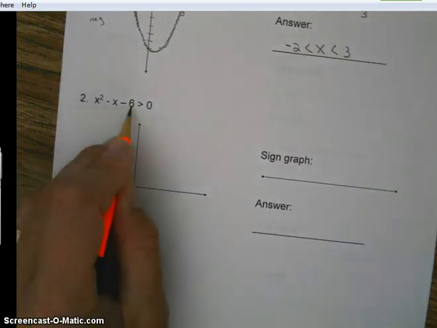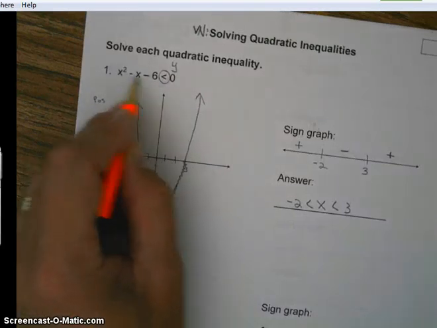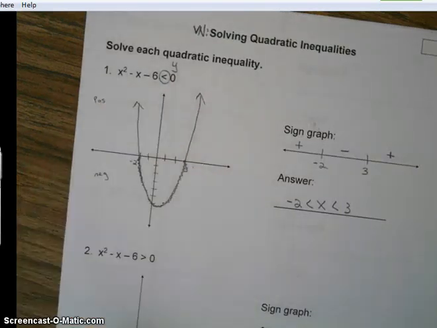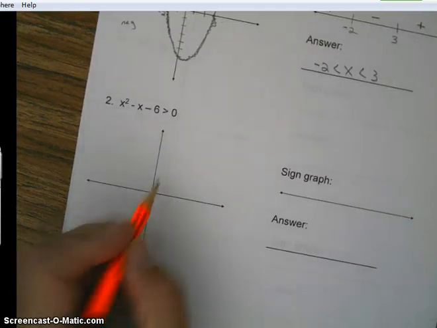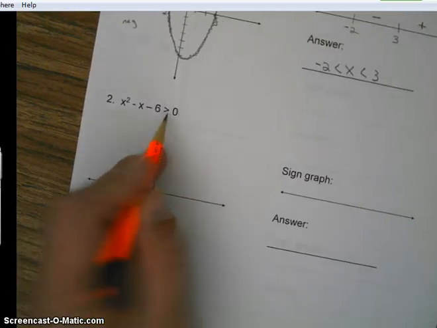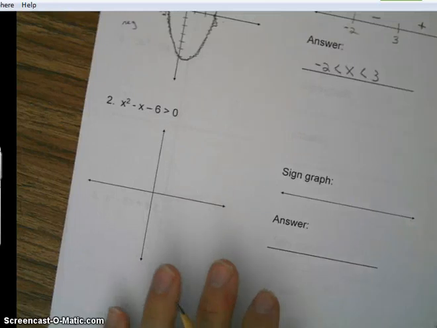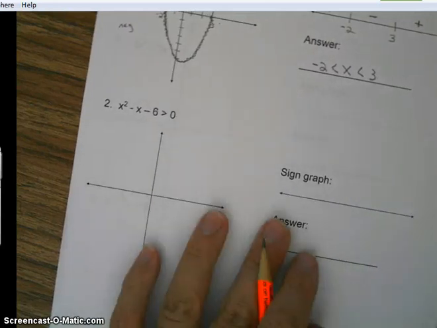All right, let's take a look at number 2. Notice that it's the same parabola, the same function. What's different? That's right, we have a greater than symbol. So I'm going to pause the video and draw this in. You should do the same.